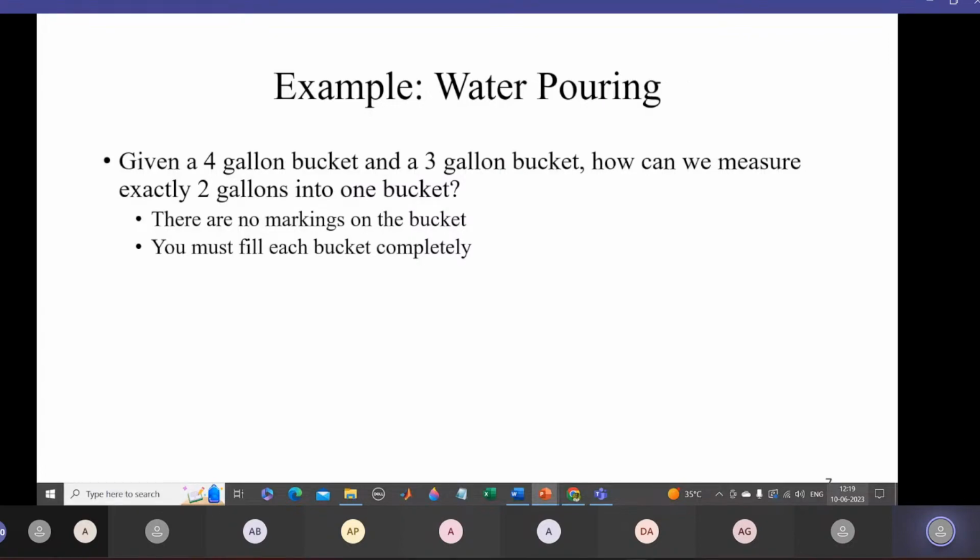There is no marking in the bucket. The other condition is you must fill each bucket completely. If you're taking water, the bucket has to be filled completely. With these conditions, let me see who is telling the answer. How are you going to measure 2 liters of water in one bucket, given 4 and 3 liter buckets? Just try. I'll give you 2 minutes.